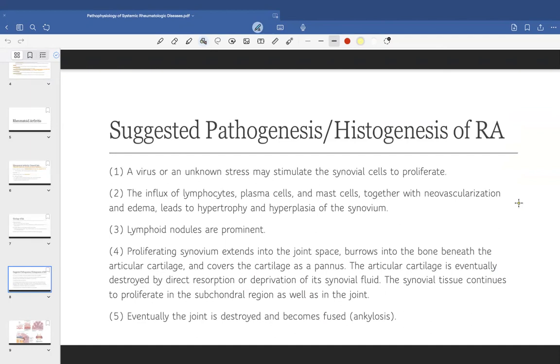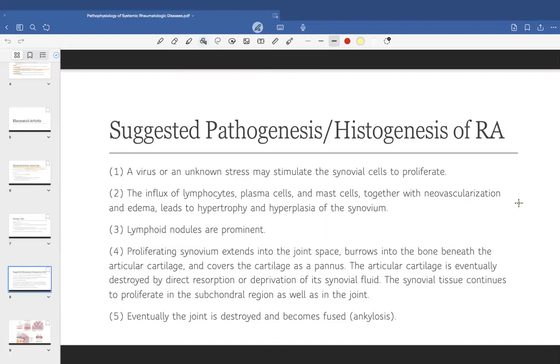You have a virus or an unknown stress that is going to stimulate this immune reaction and the release of these T lymphocytes. Up top on the left is your virus. It's going to get systemic within the body. It's going to infiltrate into the synovium where it can start this immune reaction. You get the lymphocytes, and yes, the virus can actually itself stimulate synovial cells to proliferate.